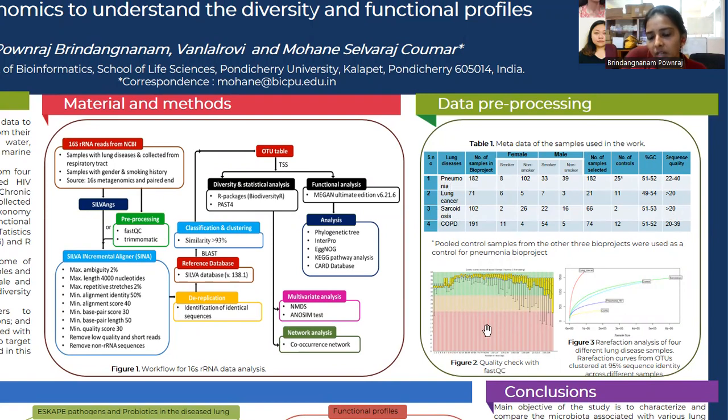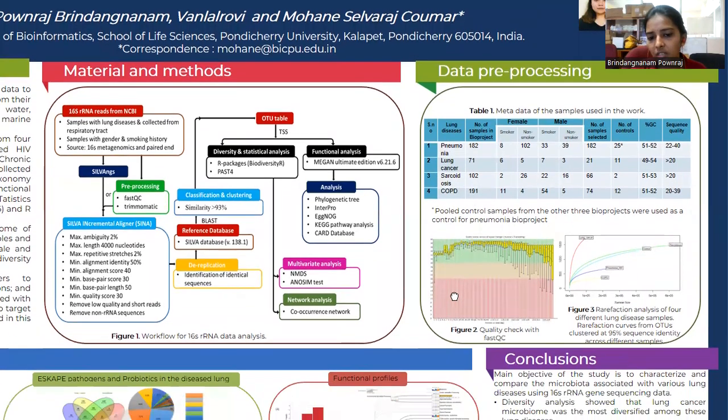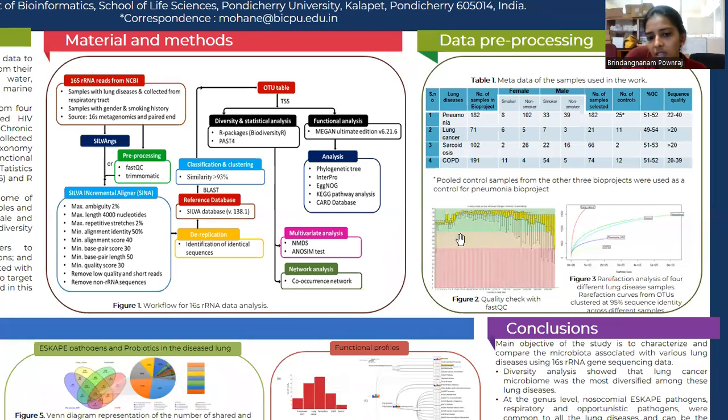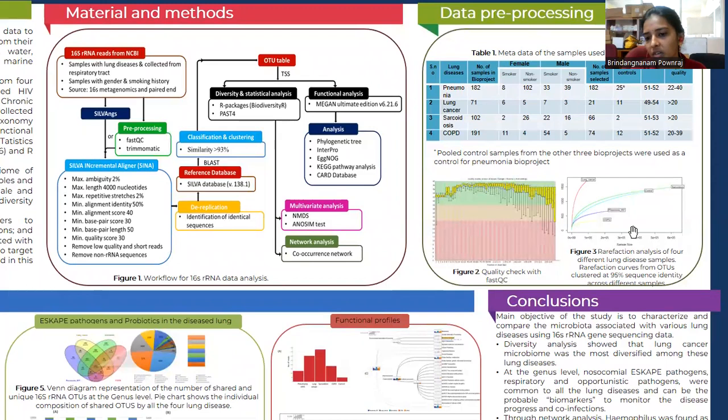All the samples had a Phred score of more than 20. Here I have given an example quality check plot. Then this plot is called a rarefaction plot. It will tell you the sequencing depth and also the OTU abundance.